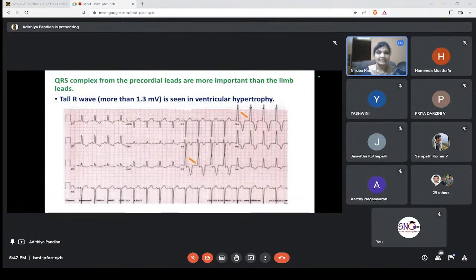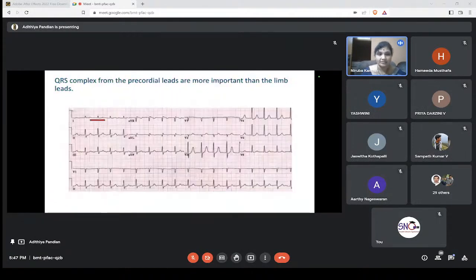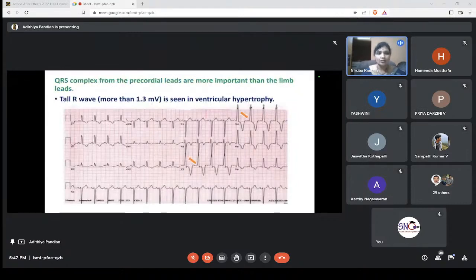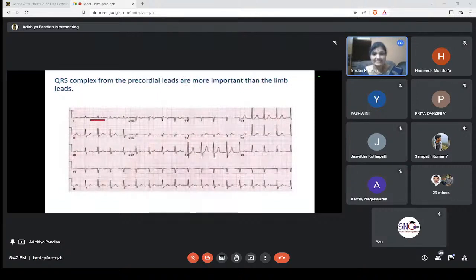Next slide, please. You get tall R waves. Tall R waves are seen in ventricular hypertrophy. Yes, definitely, ventricular activity is the R wave, so when there is hypertrophy, the R wave is going to become big. When you know the basic physiology of ECG, everything is going to become easy.